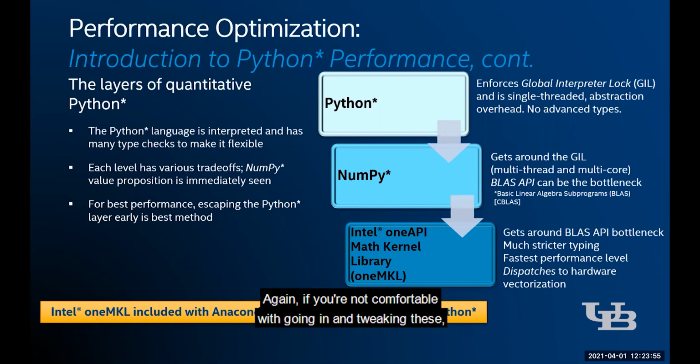Again, if you're not comfortable with going in and tweaking the oneMKL library, don't worry, you don't need to do it. All you need to do is install the Intel optimized NumPy, and you'll get this performance. And you could see similarly with SciPy.